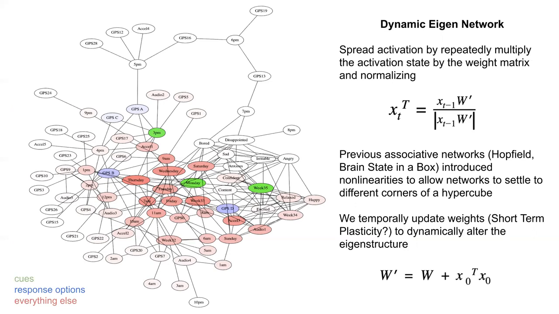And so instead, what we did is we temporarily updated the weight matrix to dynamically alter the eigenstructure. So we took the pattern representing the Qs, so 3pm, Monday, and week 35. We take the outer product of that with itself, and we add that temporarily to the weight matrix. We then go through the recurrence, find the primary eigenvector, and that's the state that you're seeing here. So each of the nodes here is shaded according to their activation in the primary eigenvector.